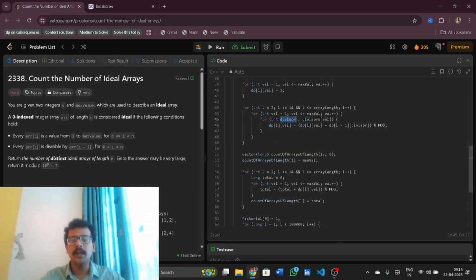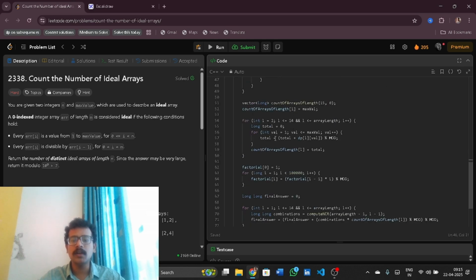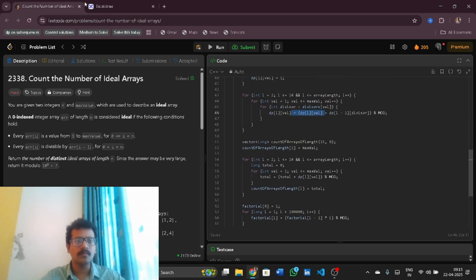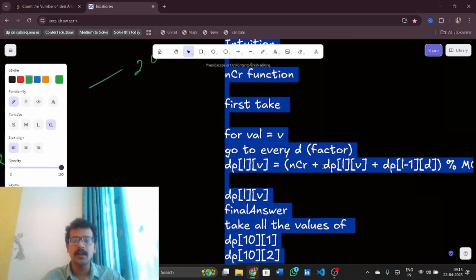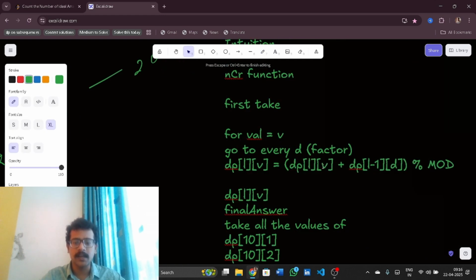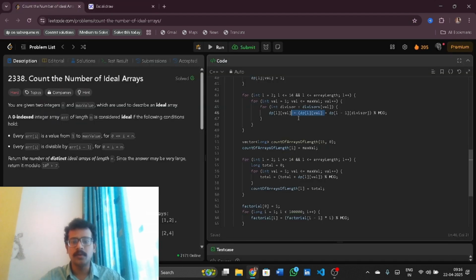Now for int divisors of value, that's what I did here. dp of l value, so I'm not counting this ncr here, so I'm not adding this ncr here. I'll do that at the last. I'll tell you where I am doing it. So for divisors of value, dp of l value is nothing but dp of l value plus dp of l minus 1 divisor. Go through every divisor as I said. That means a factor, not a prime factor, but a factor.